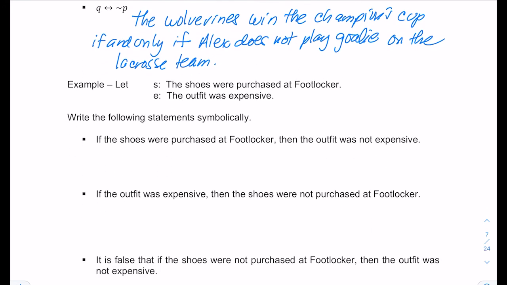Let's look at one final example. In this case, we're going to use the letters S and E. S is the shoes were purchased at Foot Locker, and E is the outfit was expensive. We're going to write the following statements in symbols. The first statement says, if the shoes were purchased at Foot Locker, then the outfit was not expensive. You can pause the video and try writing that in symbols.